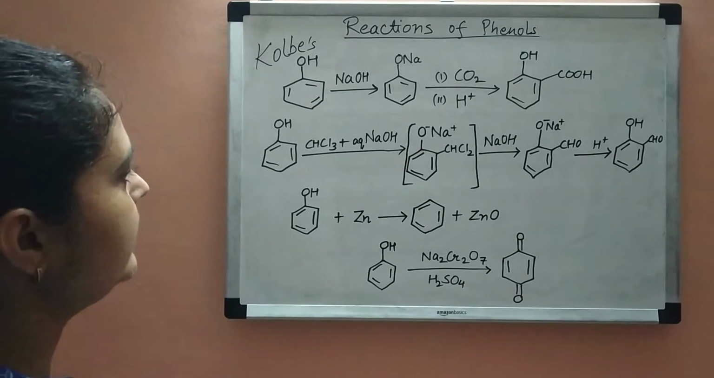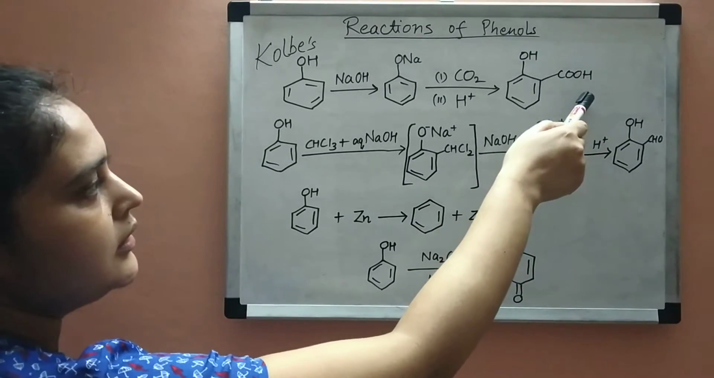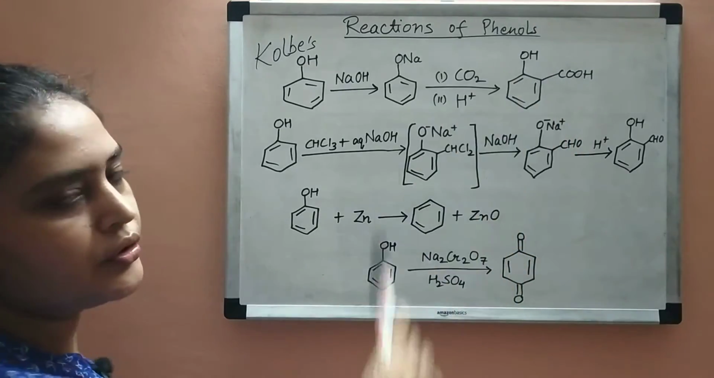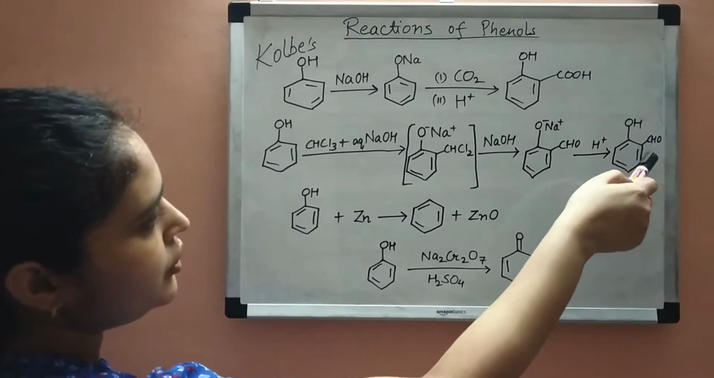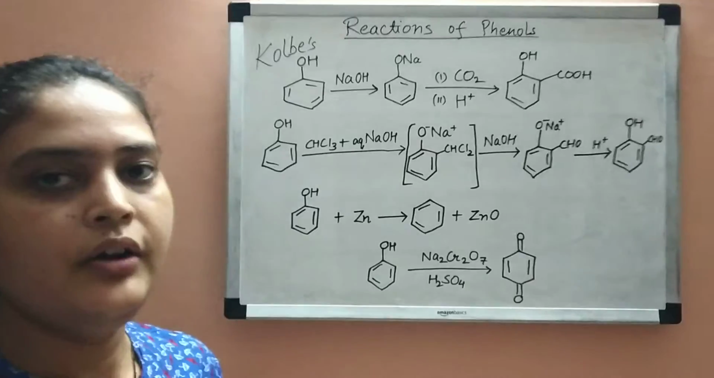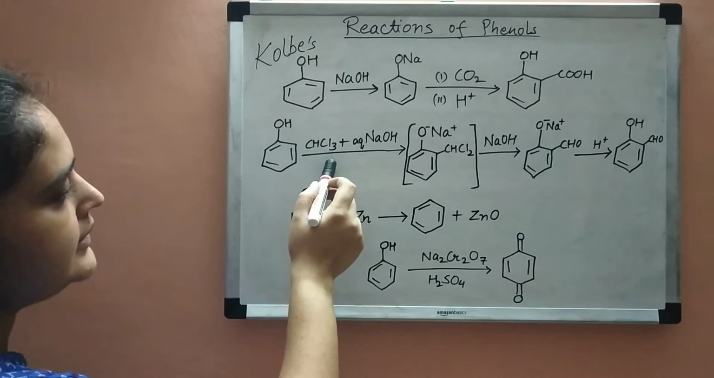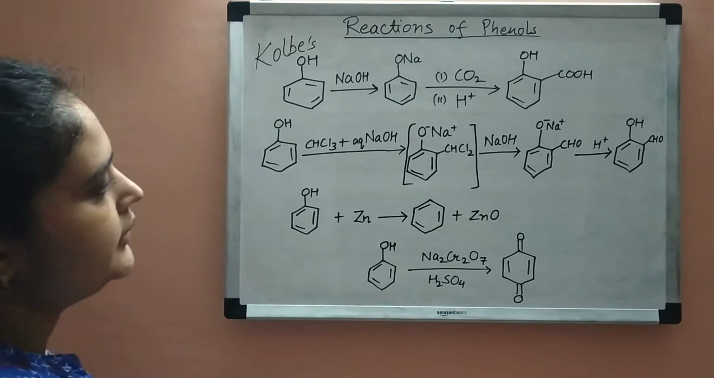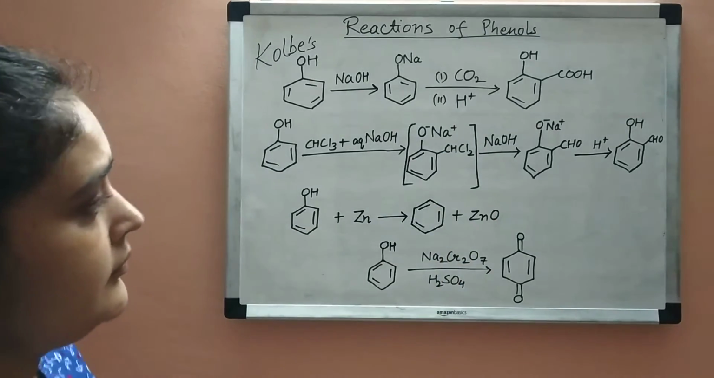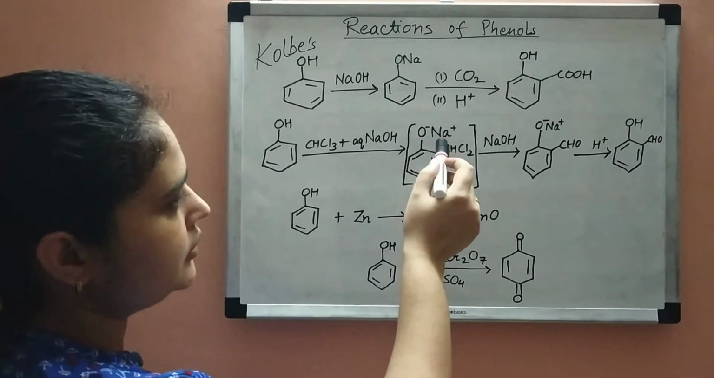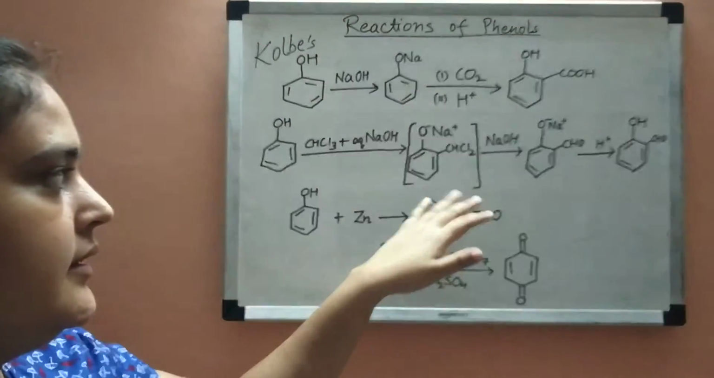Now the second reaction, it is also a name reaction. In the first reaction, the carboxylic acid group, COOH, was added to the ortho position of phenol. Now in this reaction, the aldehyde group, that is the CHO group, is attached to the ortho position of phenol. First we add chloroform, CHCl3, and aqueous sodium hydroxide to the phenol. Then an intermediate is formed. This is the intermediate: sodium phenoxide with CHCl2 at the ortho position.